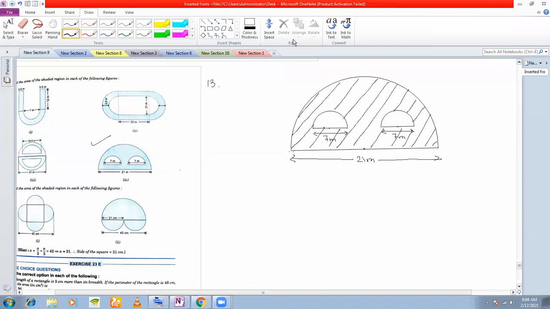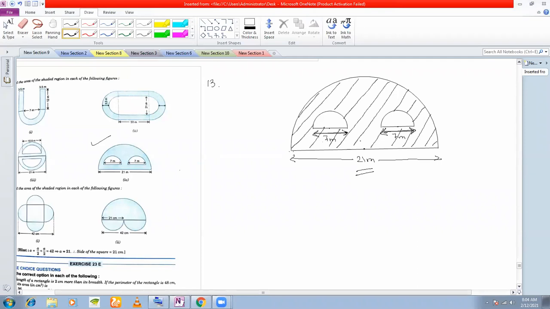Okay, you can see in this figure three semicircles. One is the largest semicircle, whose diameter is 21. Okay, this diameter is 21. And you can see two smaller semicircles inside the large semicircle, and the diameter of these two semicircles is 7 meters. Okay, and you have to find out the area of the shaded part.